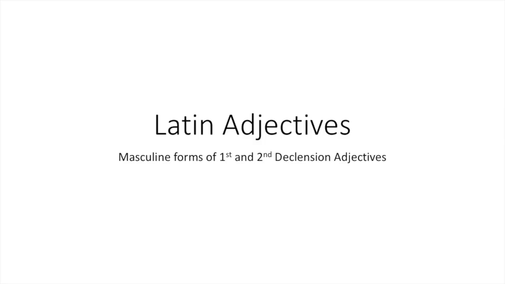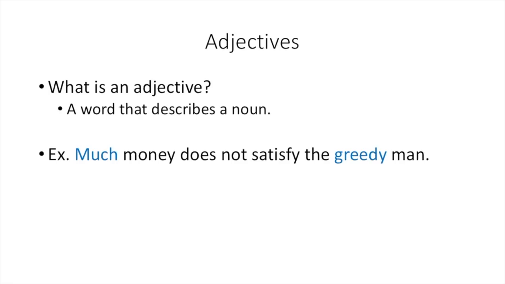Today we will be learning about Latin adjectives, specifically the masculine forms of first and second declension adjectives. As you know, an adjective is a word that describes a noun. So, for example, we have the sentence, "Much money does not satisfy the greedy man." There are two adjectives in this sentence, much and greedy.